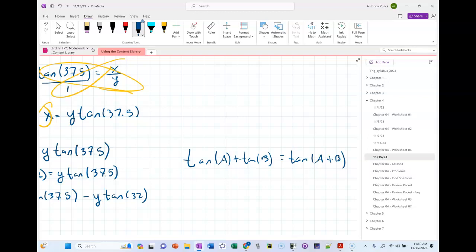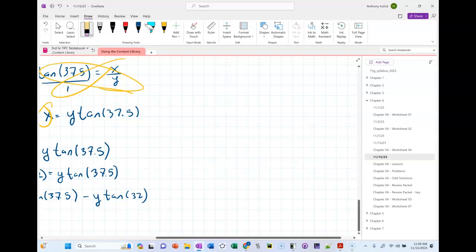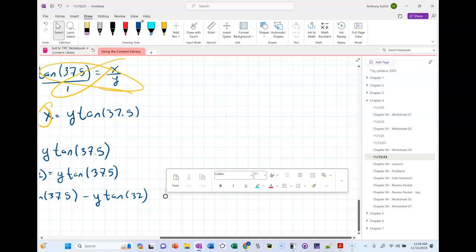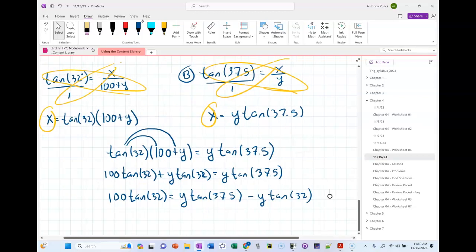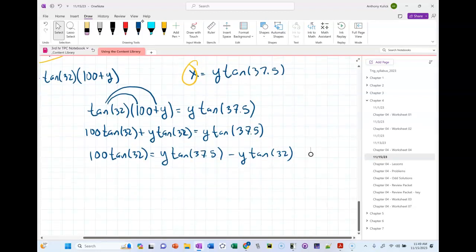Not true. It's not true, because what you'd be saying is then that tangent distributes, right? Remember last time we talked about distributing functions, that nothing distributes other than multiplication and division, at least that you know about? So that's not it.